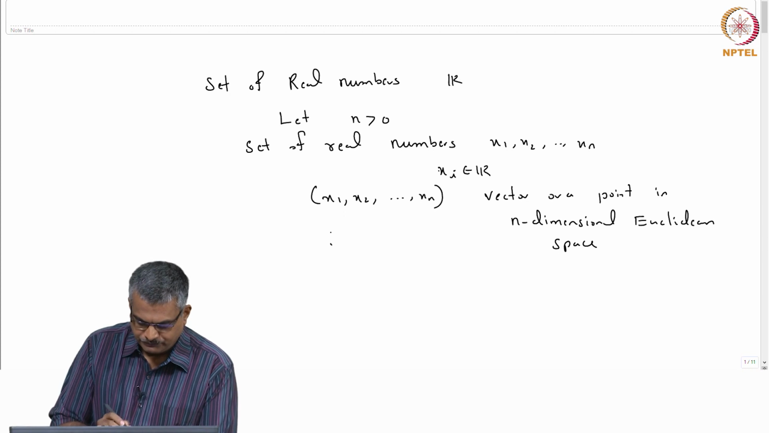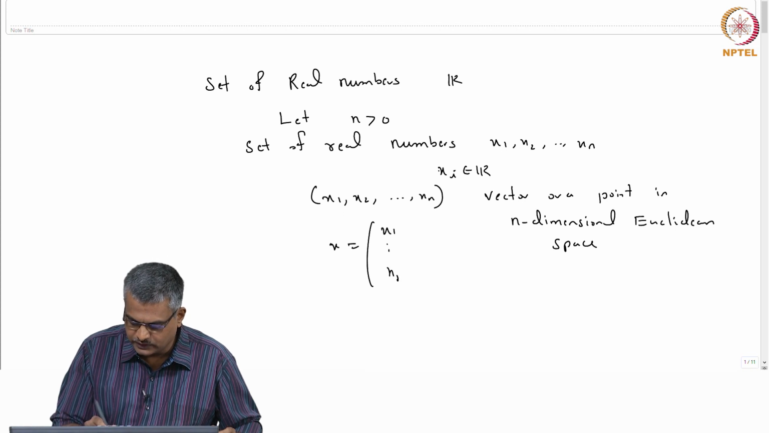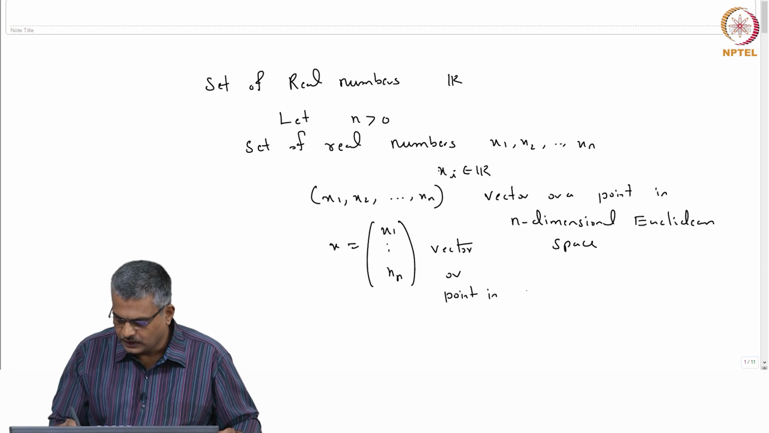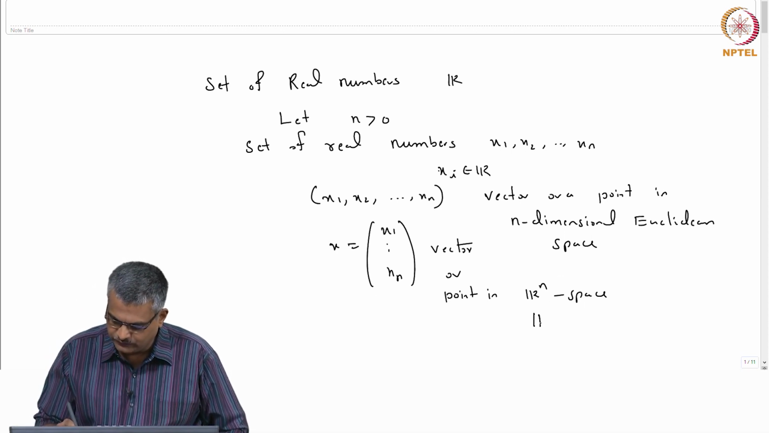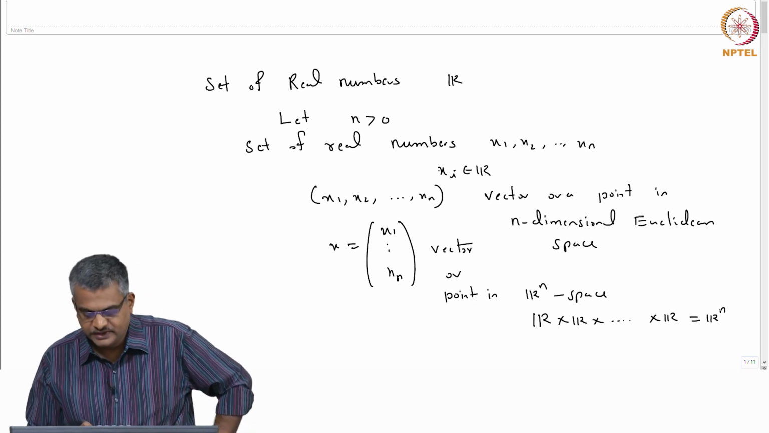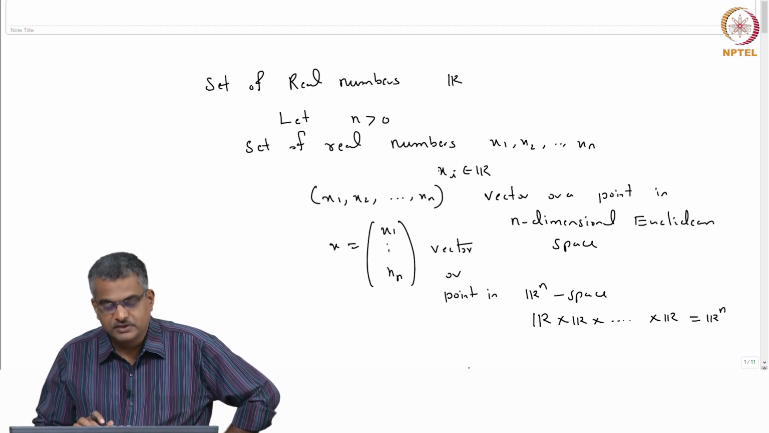So either we call x a vector, which we will denote like a column vector, or we can say this is a point in Rn space, the n dimensional Euclidean space. So what is this Rn space? It is the Cartesian product of n real spaces. We will denote it by n dimensional Euclidean space. So we have a vector now in an n dimensional space.